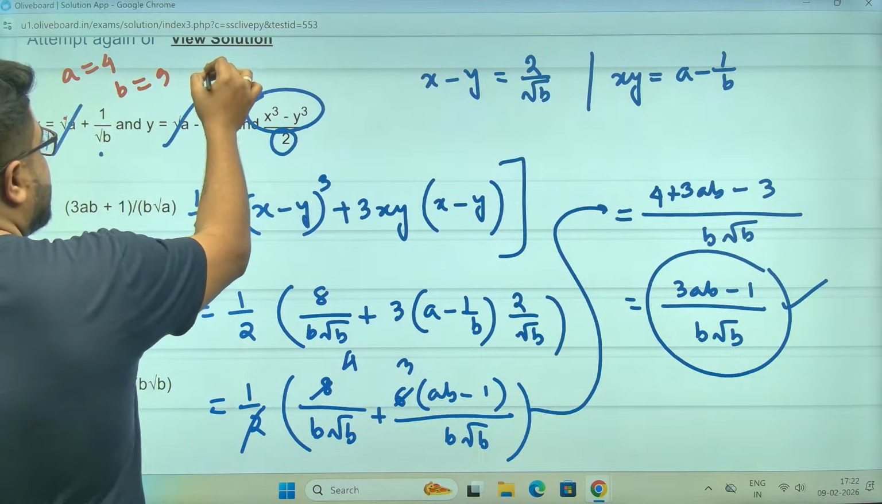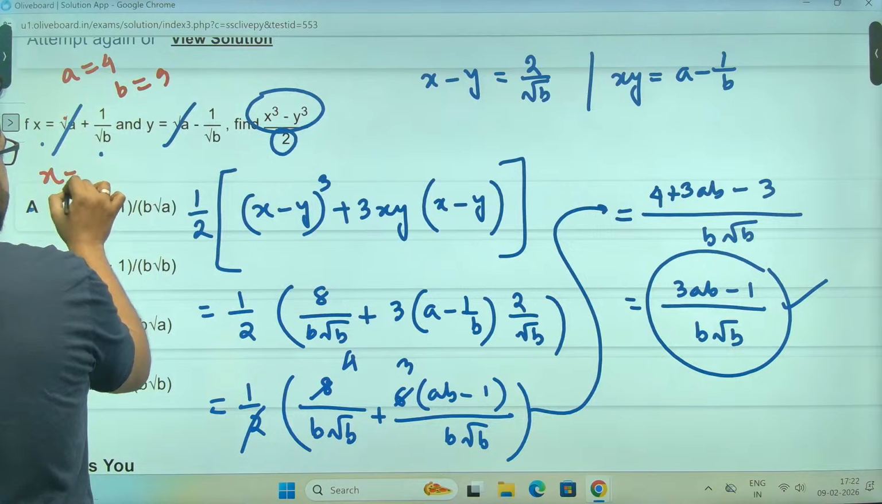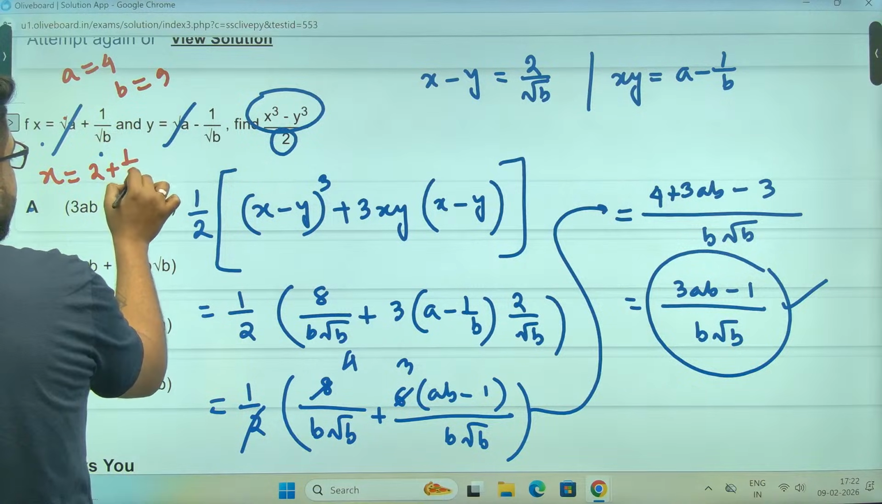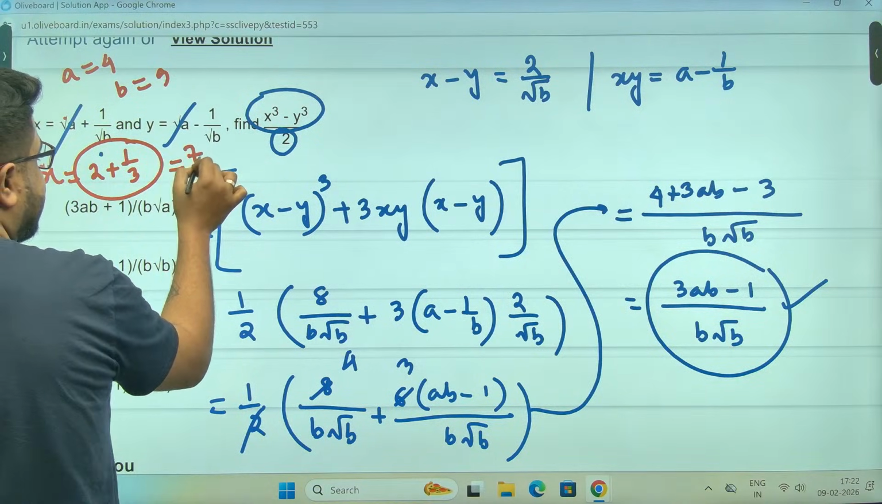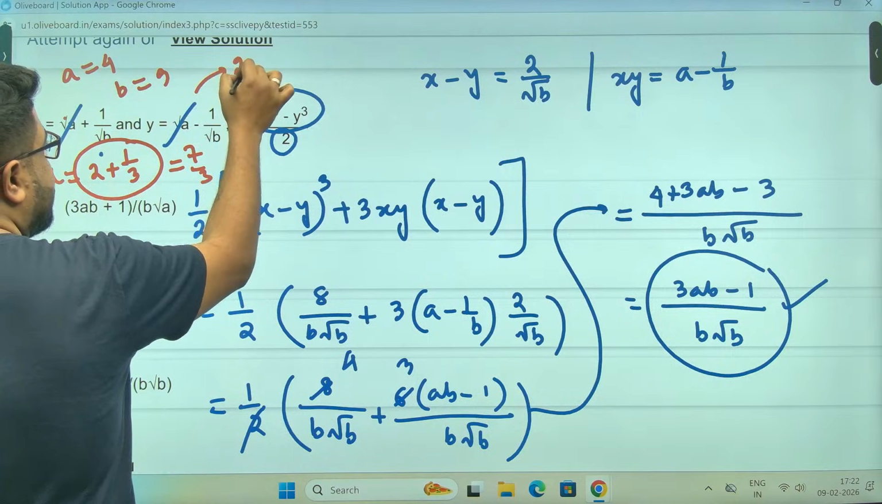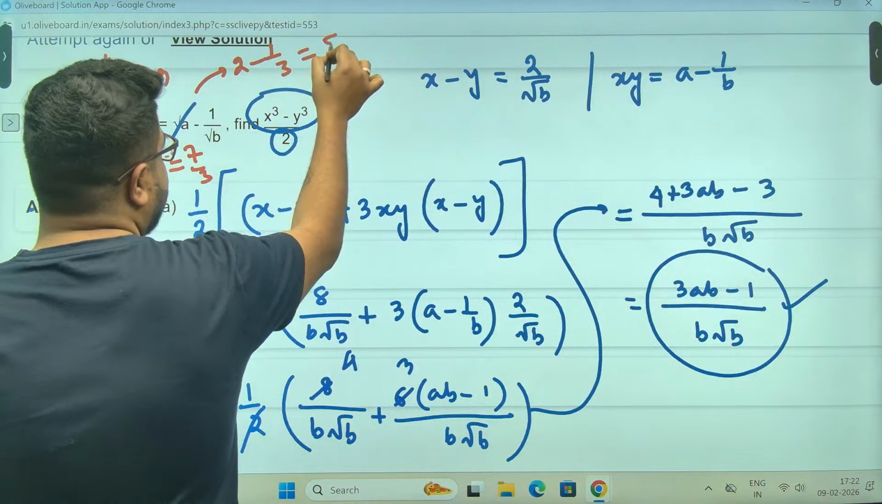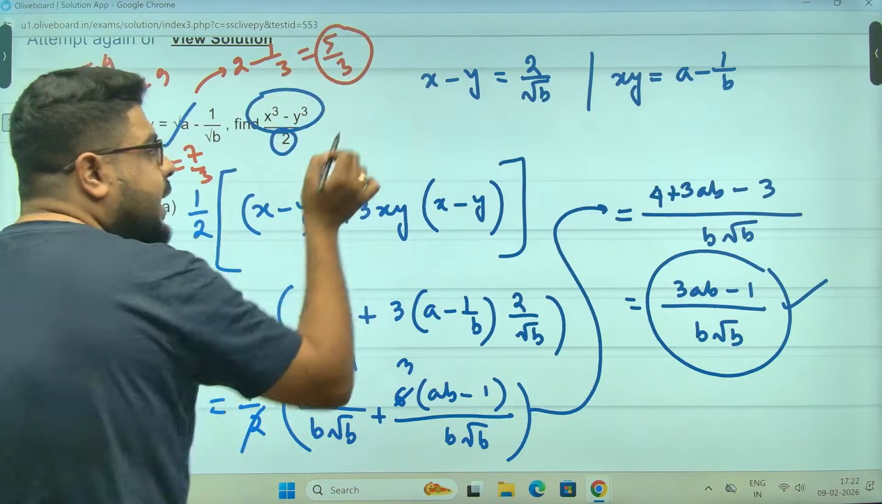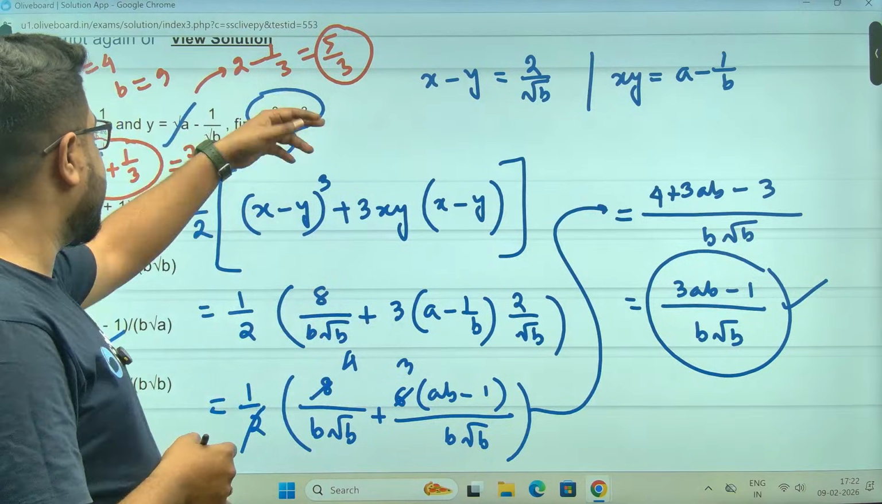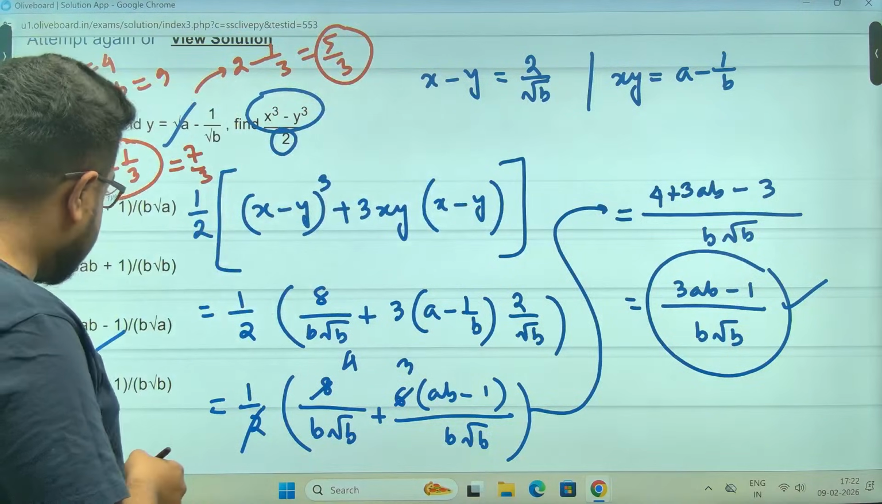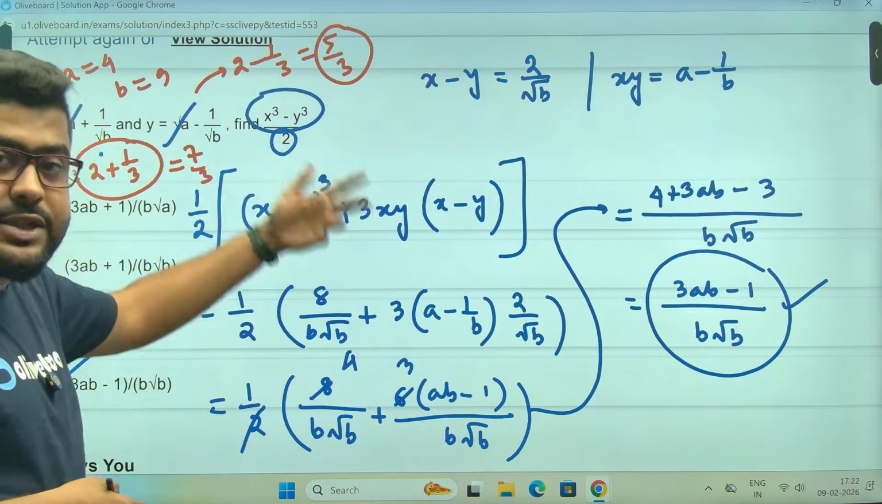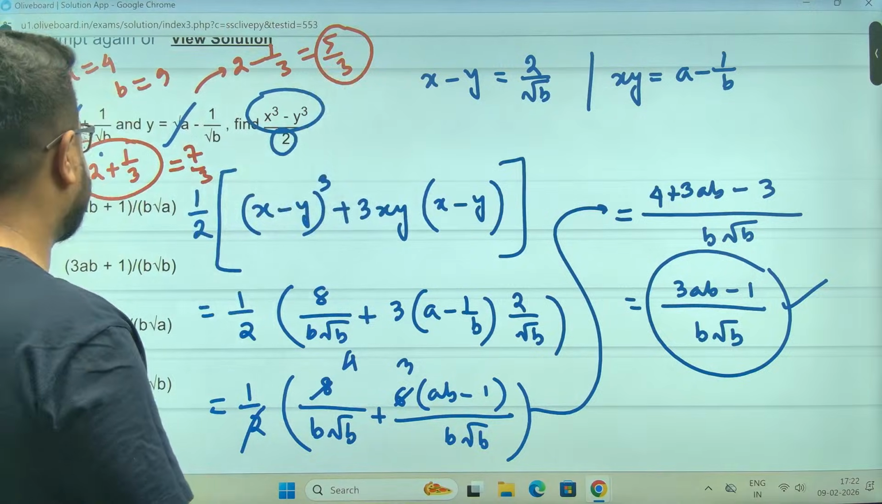So in that case, root A will become 2. So x will become 2 plus 1 by 3, okay, so that will become 7 by 3. And this will become 2 minus 1 by 3, meaning 5 by 3. And you can calculate from there. X cube minus y cube, you can calculate and solve. And then again, put the same values in the options and check. That might give you the solution. Okay?